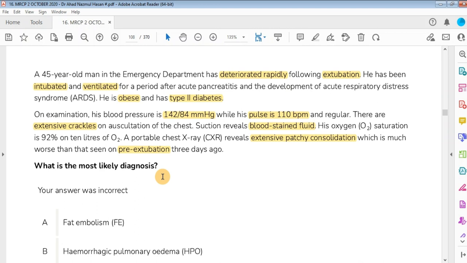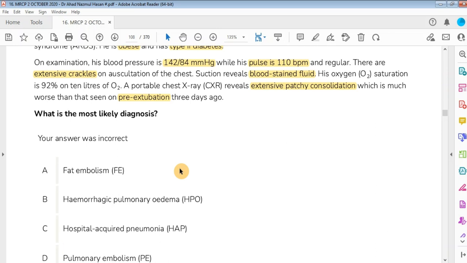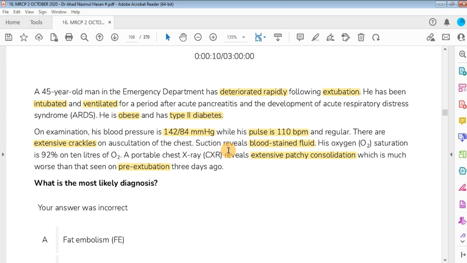On examination, BP 142 by 84, pulse 110. There are extensive crackles on auscultation of the chest. Suction reveals blood-stained fluid. His oxygen saturation is 92 on 10 liters O2. And portable chest X-ray shows extensive patchy consolidation, which is much worse than seen on the pre-extubation film 3 days ago. Again, the patient has gone into ARDS, sir.